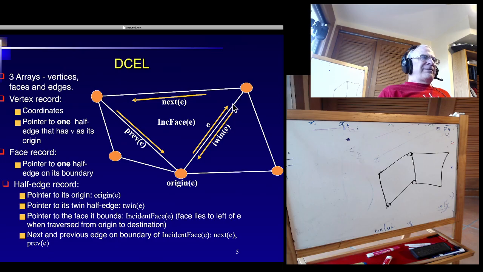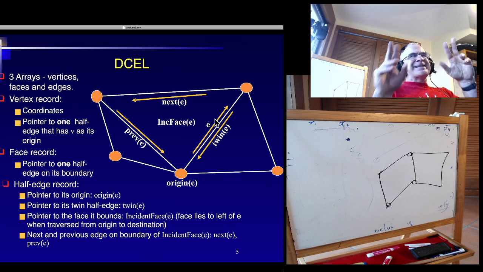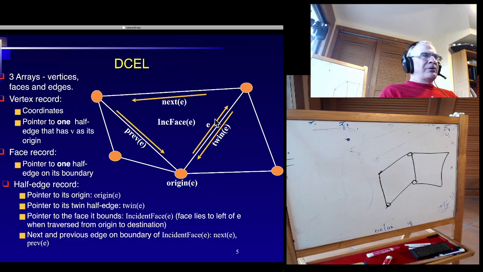But if I talk about the edge itself, not the half-edge, I don't know exactly which of the two faces it bounds. Is this bounding this face or is this bounding this face? A half-edge knows exactly which face it bounds. That's why we draw it a bit on the side of the edge it bounds. So each half-edge is, in quotes, inside one of the faces.